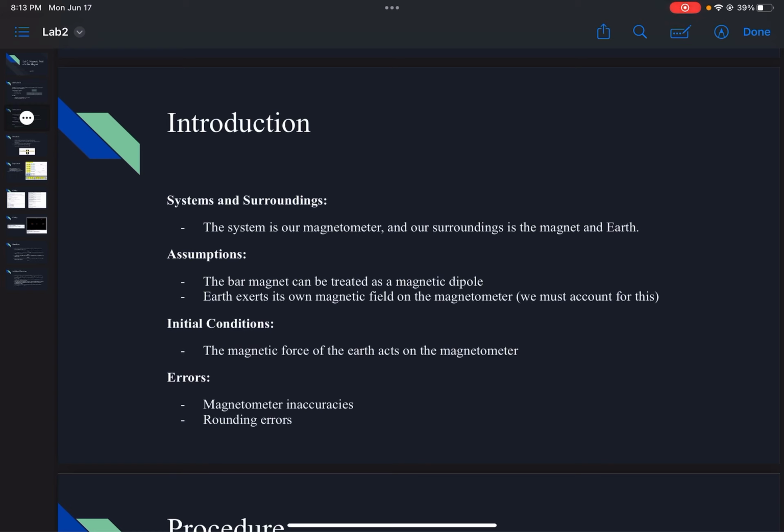Assumptions. The bar magnet can be treated as a magnetic dipole. Earth exerts its own magnetic field on the magnetometer, which we must account for. Initial conditions. The magnetic force of the Earth acts on the magnetometer. Errors. Possible errors were rounding errors or some inaccuracies with our magnetometer. A magnetometer is just a device that measures magnetic field or magnetic dipole moment.